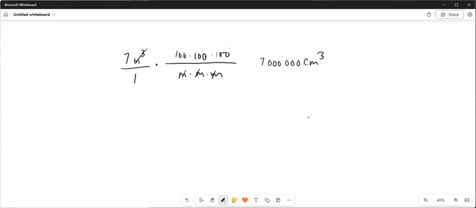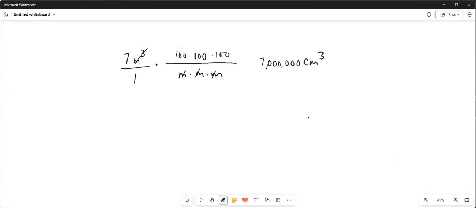Okay. Now, if you realize that 1 centimeter cubed is equal to 1 milliliter, then you can go from centimeters to milliliters very easily. You could just say, oh, this is the same as 7 million milliliters. Okay. All right, so let's turn the page. So you'll use cubic centimeter and milliliter interchangeably because they're equivalent.